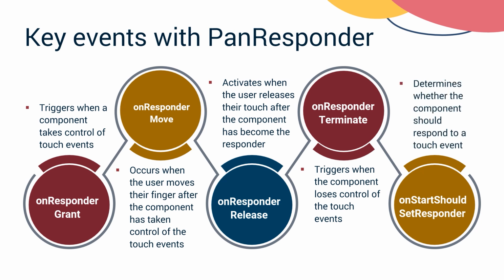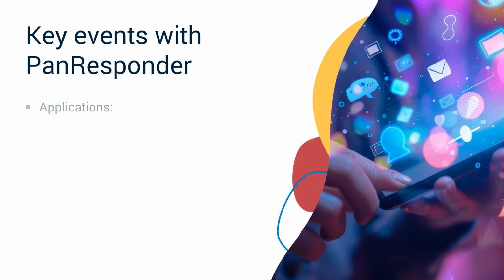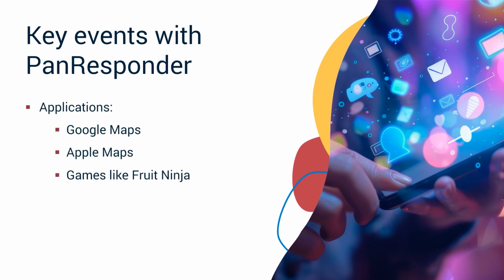However, onStartShouldSetResponder determines whether the component should respond to a touch event. Returning true allows the component to take control of the touch events. PanResponder is widely used in applications like Google and Apple Maps, and games like Fruit Ninja to manage complex touch interactions.